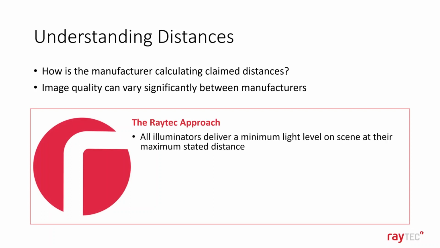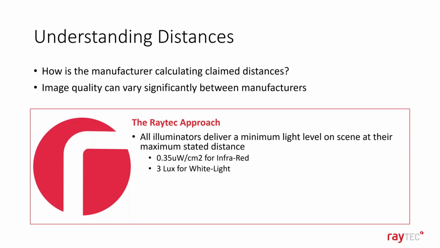So we have a guarantee. Our guarantee is that all illuminators will deliver a minimum light level on scene at all of our specified max distances. Just to show you what they are, for infrared, it's 0.35 microwatt per centimeter squared. For white light, it's 3 lux. I'm guessing that most people will understand lux more than the other.